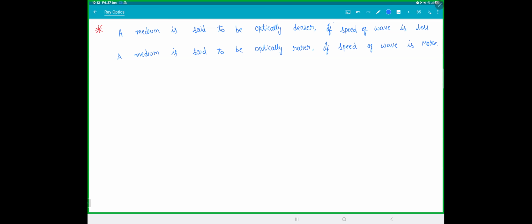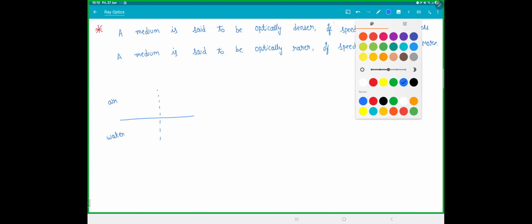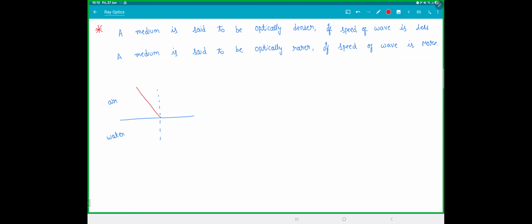Now, this is important. Let's say we have air here, water here, and you're sending a light beam. Light travels faster where, air or water? Light travels faster in air, so air becomes rarer, water becomes denser. So whenever a light beam goes from air to water, it goes from rarer to denser, and it gets closer to the normal.